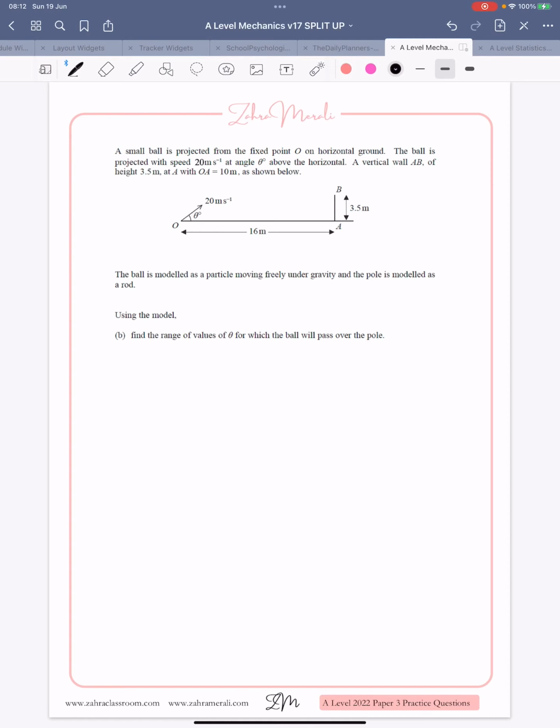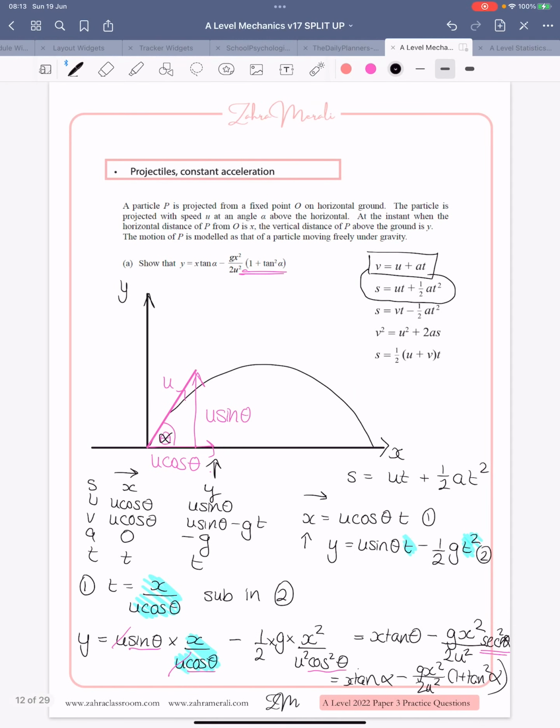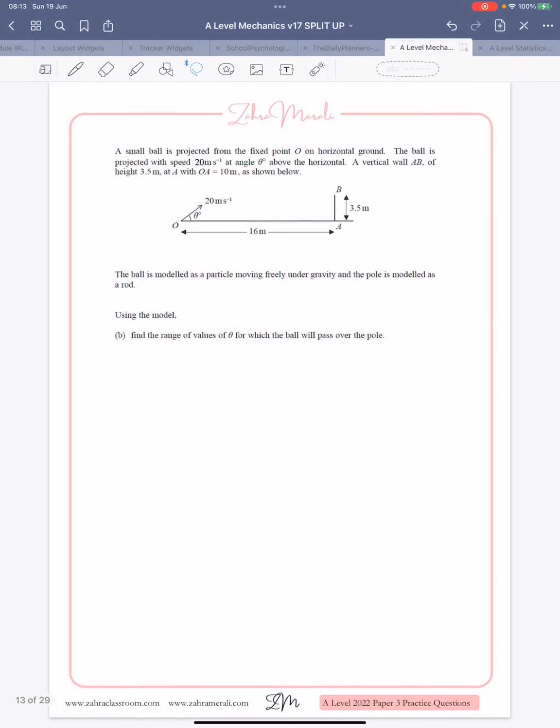So if I now take my diagram here, actually let's go back and grab our formula. We're using the formula in the same form. I will just rewrite it, it's probably easier. So we're going to have y equals x tan alpha minus gx squared over 2u squared, 1 plus tan squared alpha. Right, and this should be 10. I think it wasn't changed when we did the question.